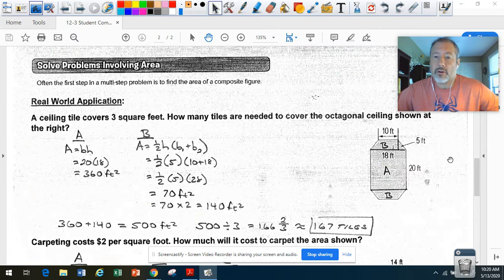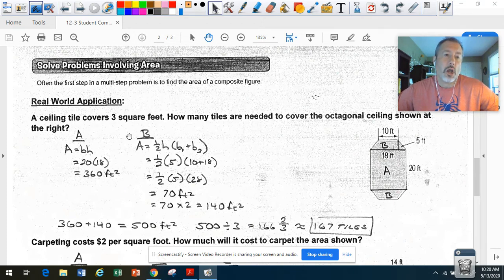Now, to have the area of both of these, I'm going to multiply it times 2. So 70 times 2 is 140. So these two B's added together are 140 feet squared. So now I'm going to figure out what the total area is of this composite shape. So we got our 360 from A plus 140 from the B's equals 500 feet squared.